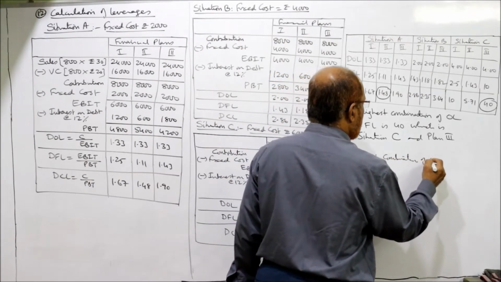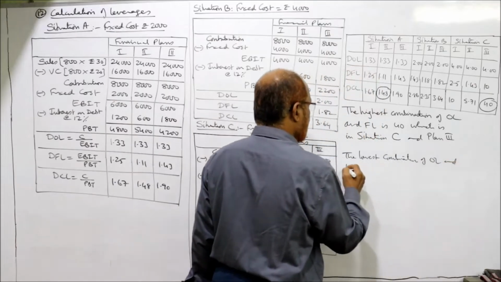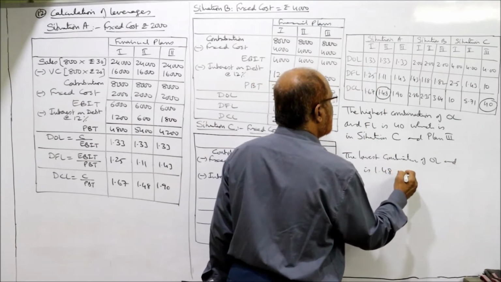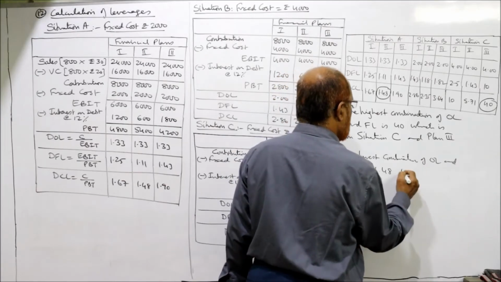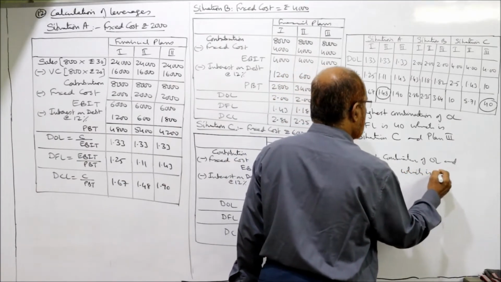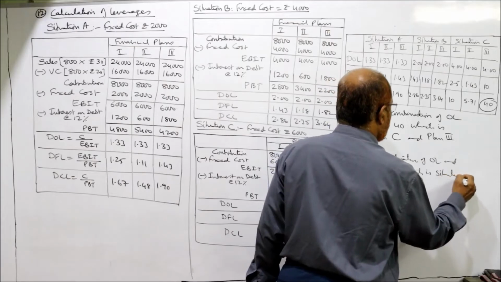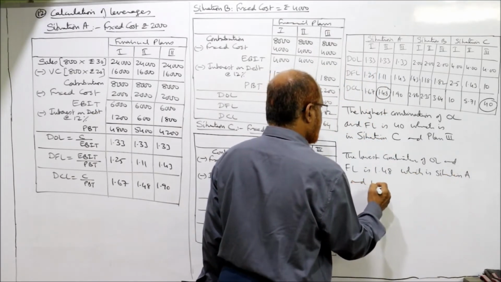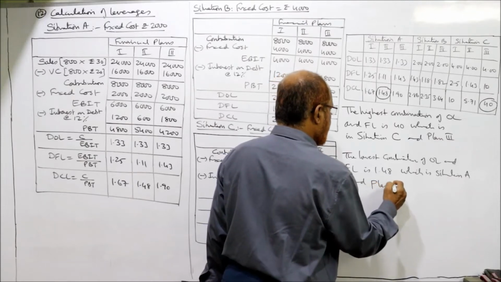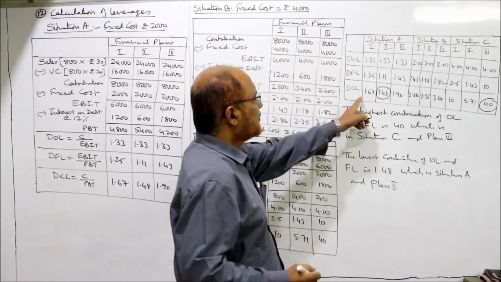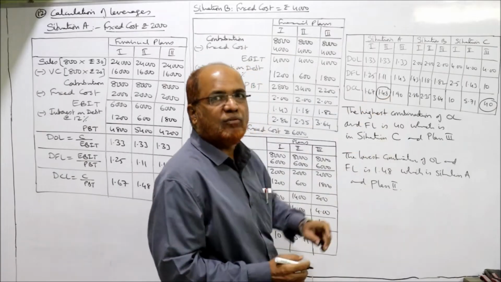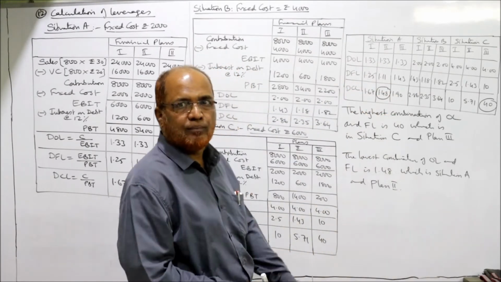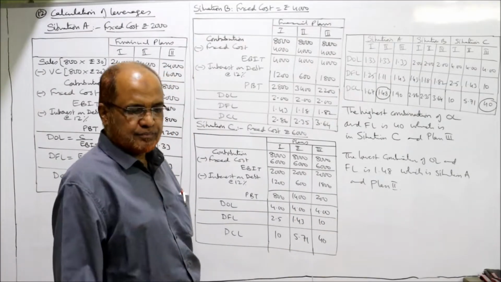The lowest combination of OL and FL is 1.48, which is in situation A and plan 2. Situation A, plan 2, we have the lowest value, and situation C, plan 3, we have the highest value. That's what it is asking.